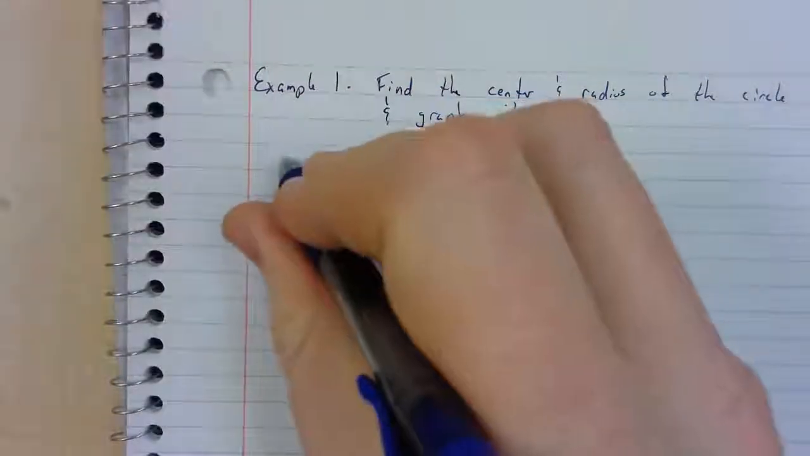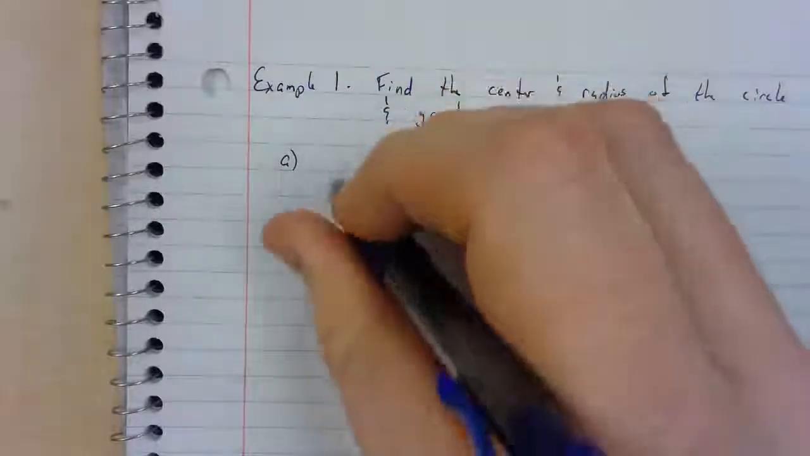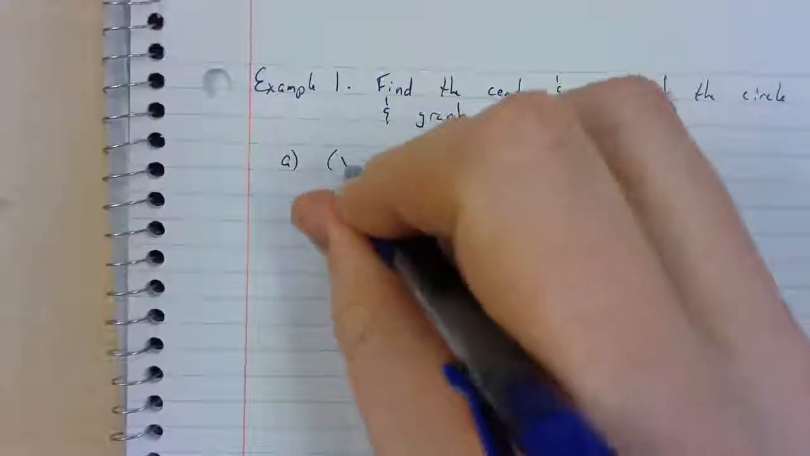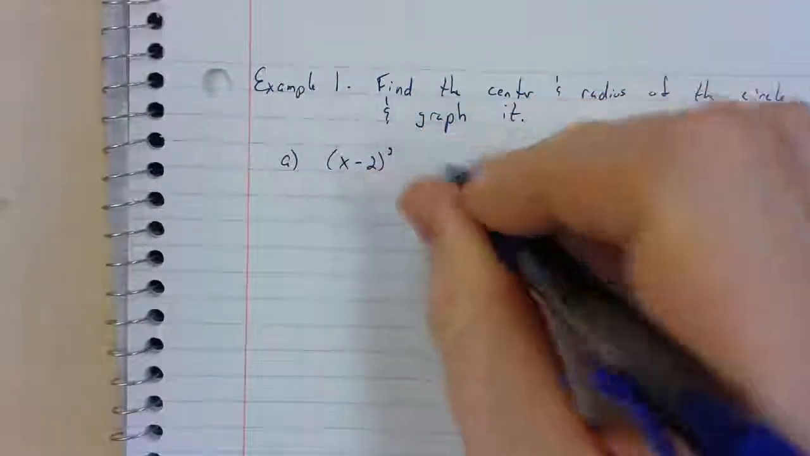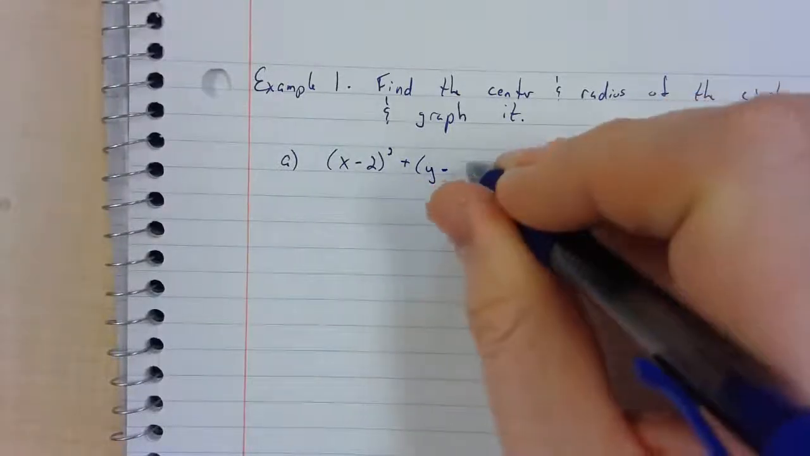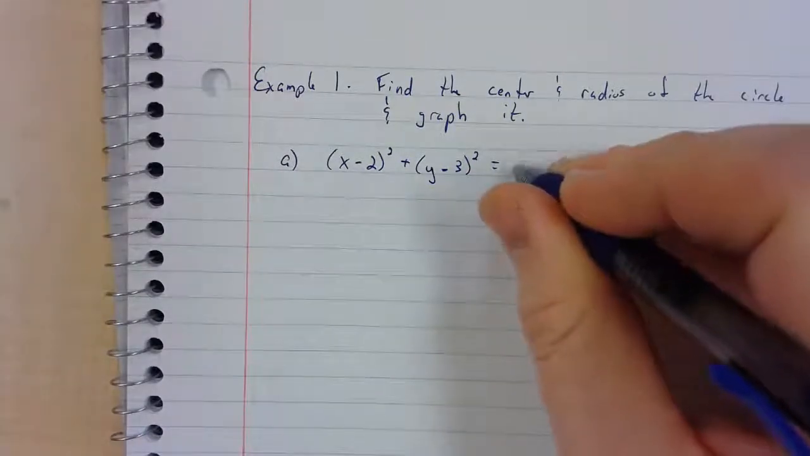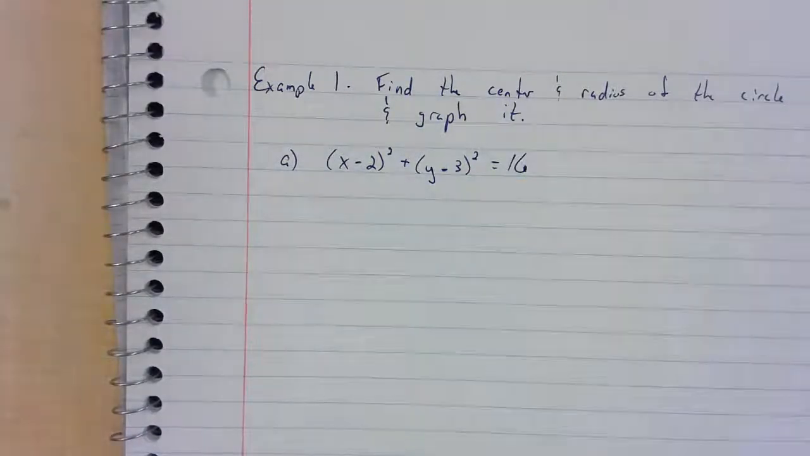Okay? So we'll go ahead, we'll label this first one here A. And I'll go ahead and tell you the equation is x minus 2, the quantity squared, plus y minus 3, the quantity squared, equals, and we'll go with something easy like 16. Okay. So this is what a problem's going to look like.